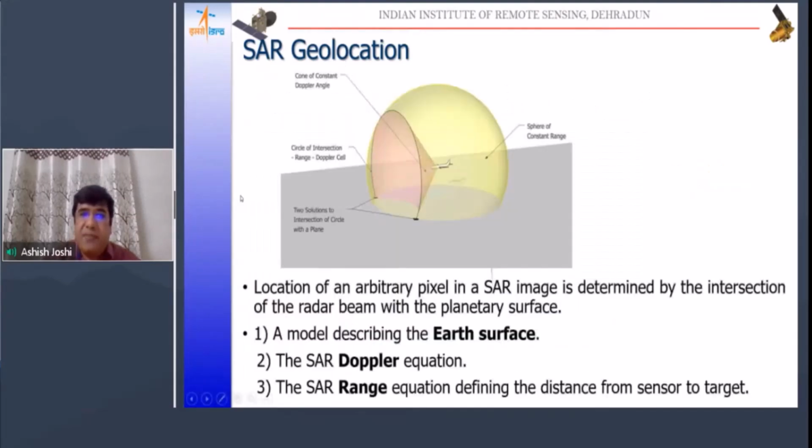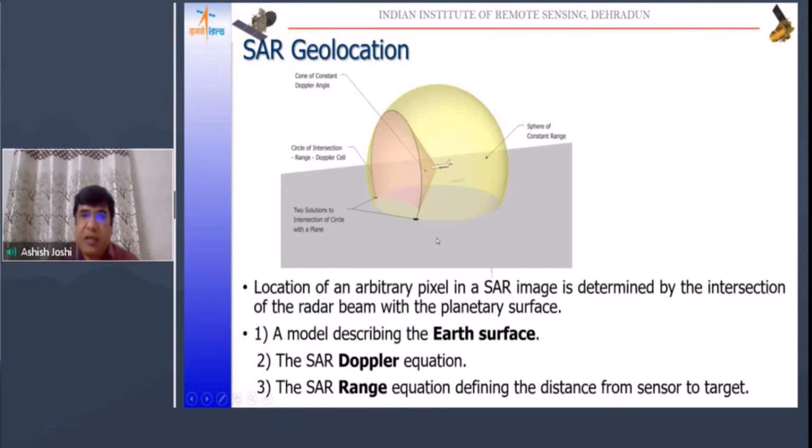So what is the model for the SAR geolocation? The model has the Earth surface, the SAR Doppler equation, and the SAR range equation defining the distance from the sensor to the target. If this is the sensor, in the airborne platform, this is called the sphere of constant range. So this range equation will give one sphere equation, and this Doppler equation will give one cone equation. This is the cone, and it will intersect with the Earth surface. Then the intersection of these three will give the geolocation of a point.